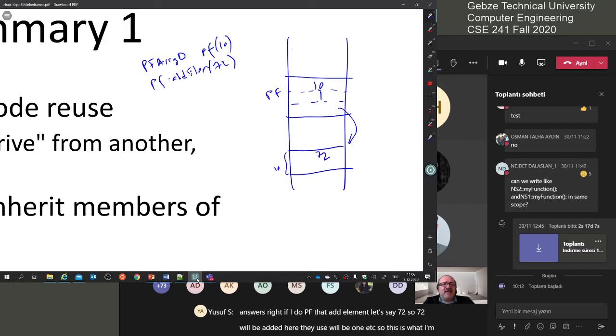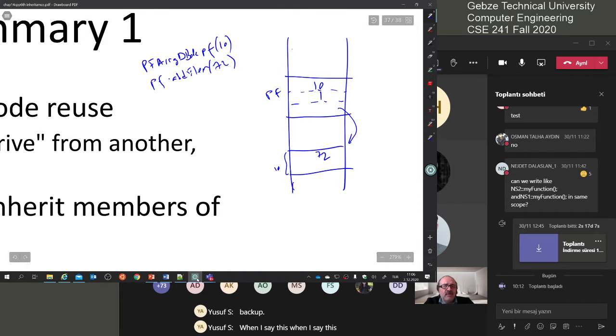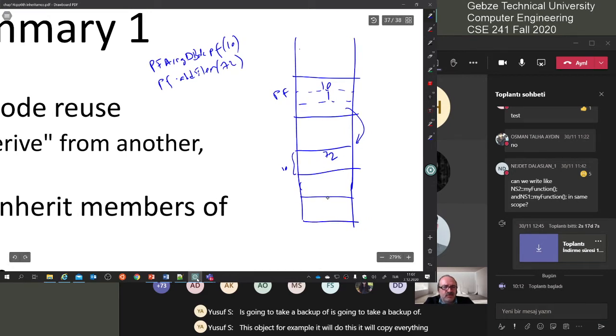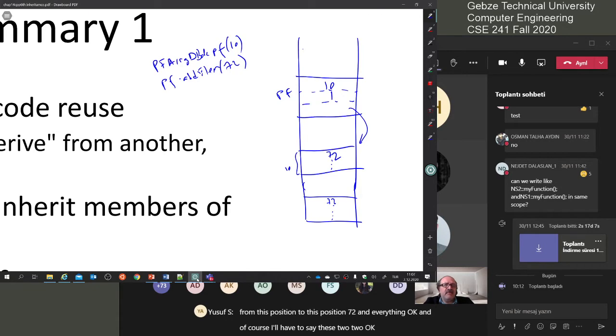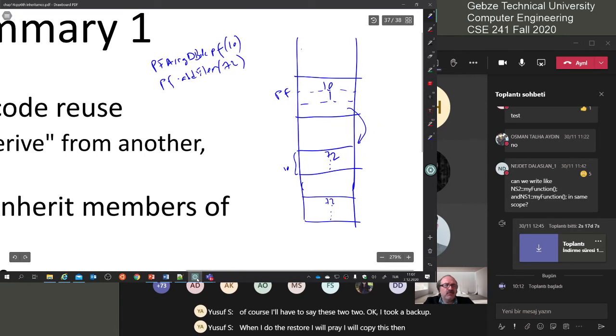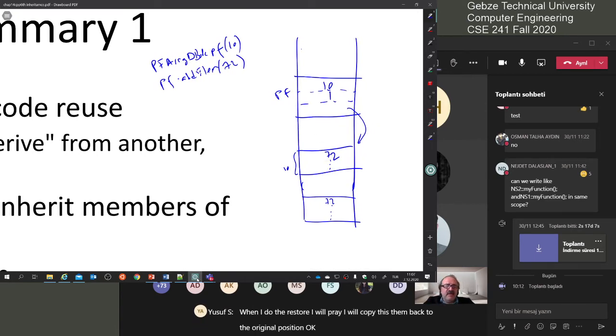So this is what I'm going to do. Let's say this is not pf_array_d, but this is pf_array_d backup. When I say this, it's going to take a backup of this object. For example, it will copy everything from this position to this position, 72 and everything. Of course, I will have to save these two too. I took a backup. When I do the restore, I will copy them back to the original position. So I am taking a backup and I am restoring my backup.